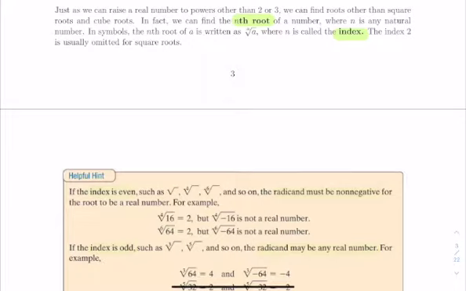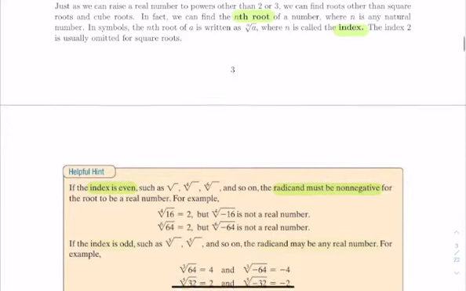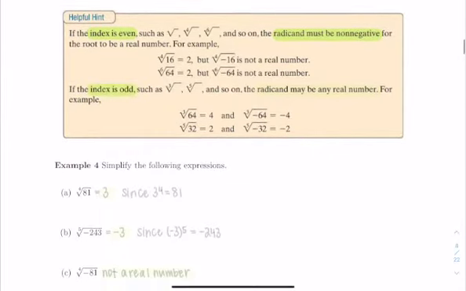As a helpful hint, if the index is even, such as a square root, fourth root, sixth root, and so on, the radicand must be non-negative for the root to be a real number. So if the index is even, the radicand must be non-negative. So the fourth root of 16 is 2, but the fourth root of negative 16 is not a real number. If the index is odd, such as a cube root, a fifth root, and so on, the radicand may be any real number, whether it's positive or negative.